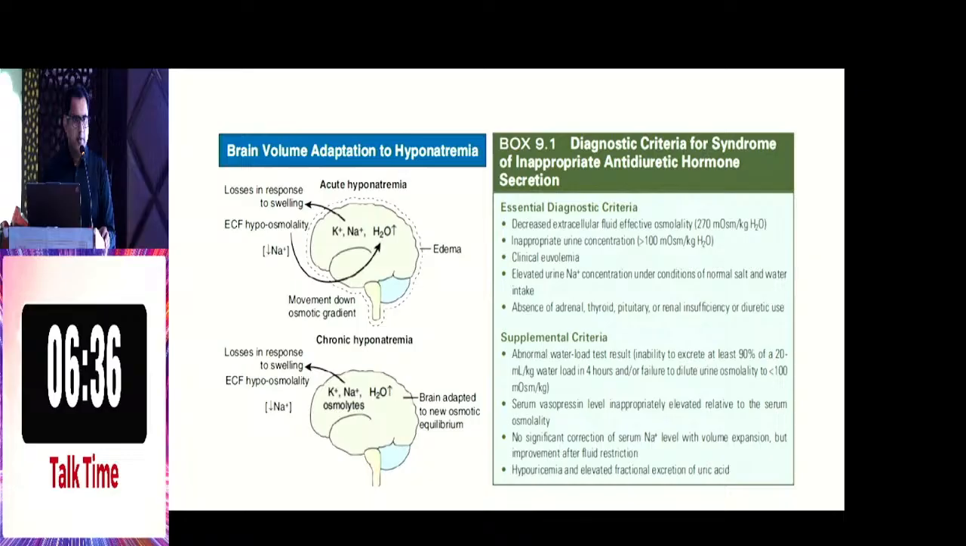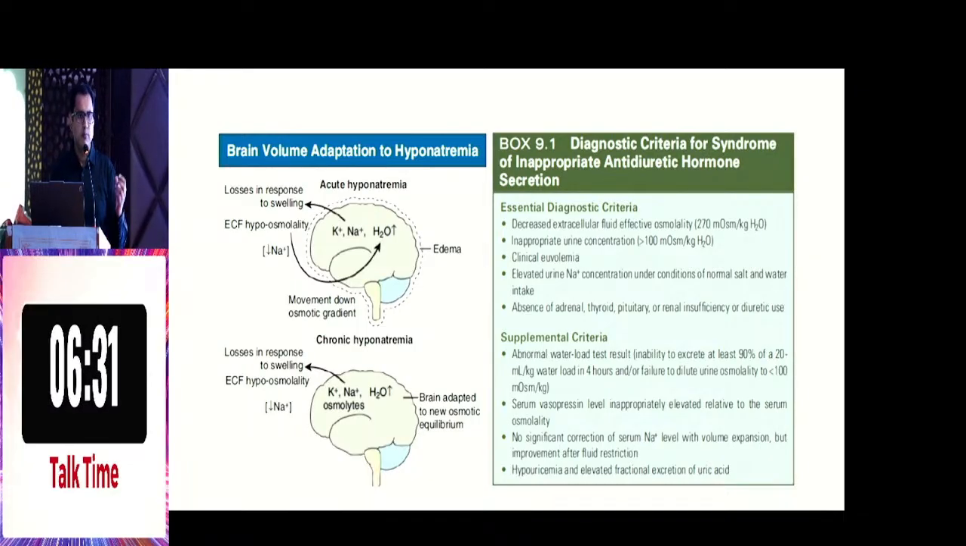Now, if the patient develops acute hyponatremia, the patient can develop symptoms, mostly brain symptoms. The reason is that because the sodium level is going down acutely, the brain is not able to adapt to the new osmotic equilibrium. In chronic cases, the brain usually loses its osmolytes like taurine, glutamate, and electrolytes, and adapts to the new osmotic equilibrium. So in chronic cases, we do not see symptoms. But if the sodium level is going down very rapidly, in less than 48 hours, these patients develop symptoms.